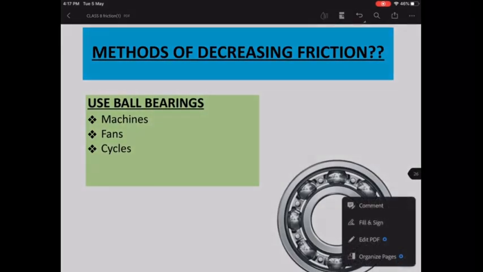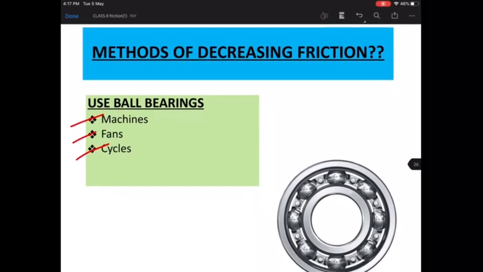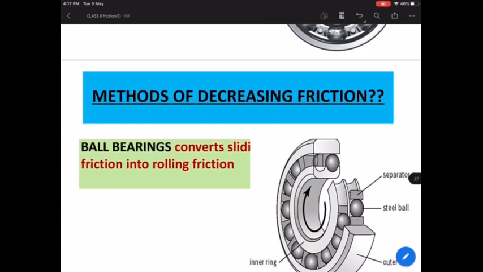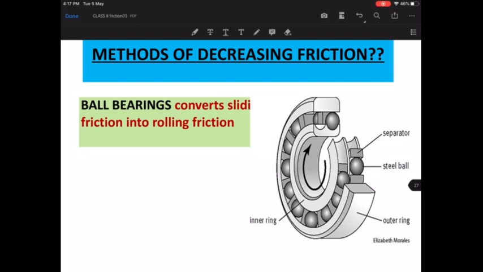Also, you can use what is called as ball bearings. I'm sure this you must have all seen in various machines, and we'll understand the parts of the ball bearing also in the next slide. So you can use ball bearing. Okay, ball bearings are used in machines, fans and cycles. So what is ball bearing? Ball bearing is a device which is used to convert sliding friction into rolling friction.